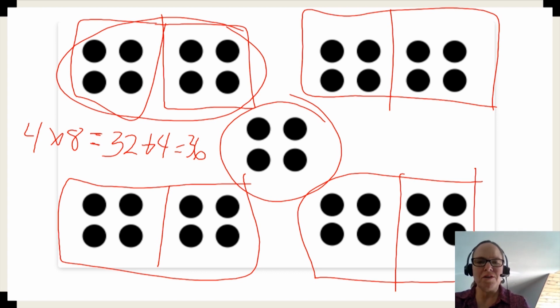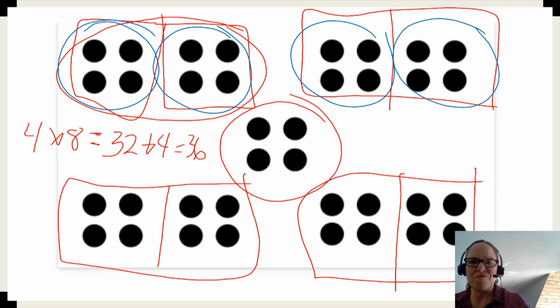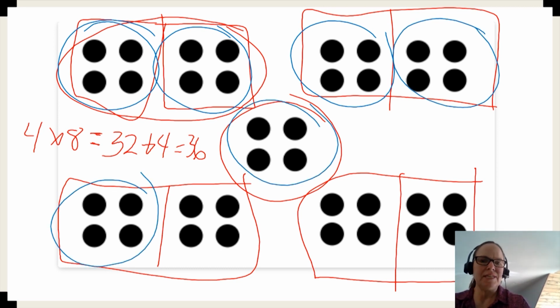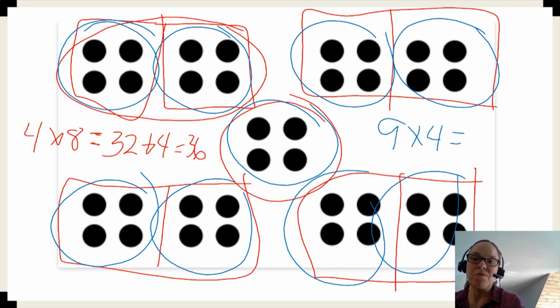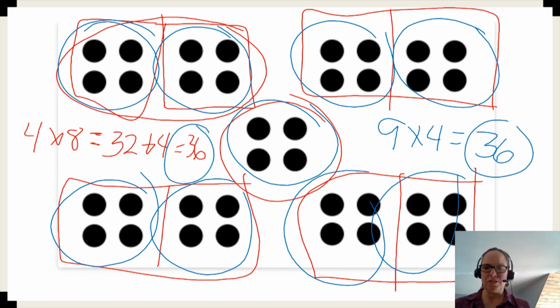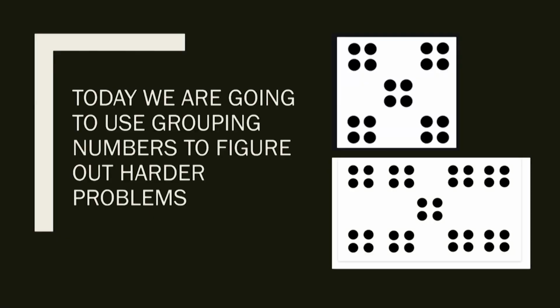Or you could have looked at it like this, where you said 1, 2, 3, 4, 5, 6, 7, 8, 9 groups of 4, which equals 36. Does it go to the same answer both ways? It sure does. Those dots were kind of fun to look at, weren't they?